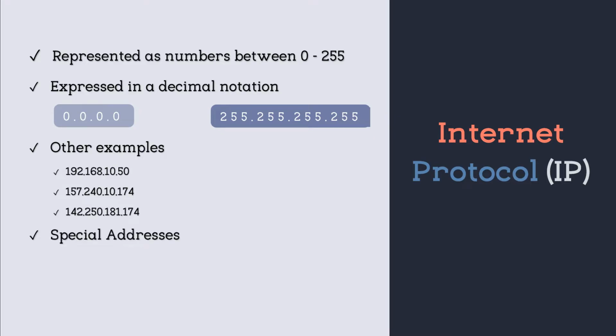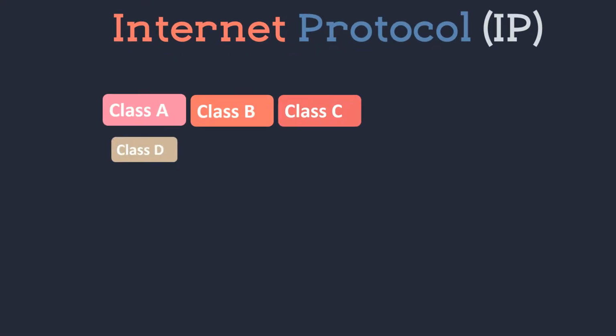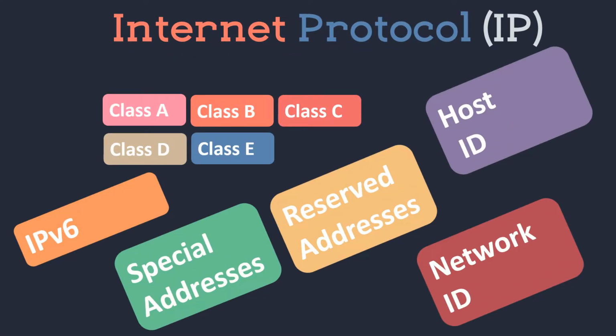Then there are some special addresses that serve a unique purpose in a network, and they contain some special information about a device in a network. There are a lot of other details about an IP, such as they are divided into different classes. There is something called IPv6. There are some special addresses, reserved addresses, and a host ID and a network ID. That's how the inner workings of IP function.